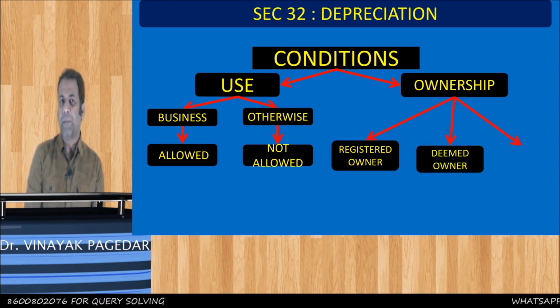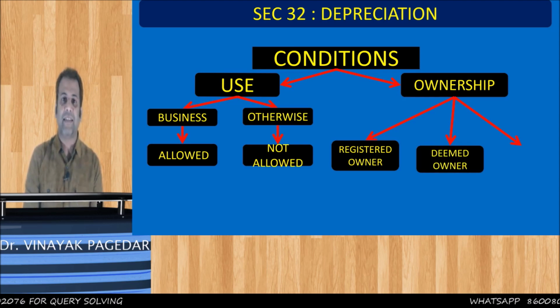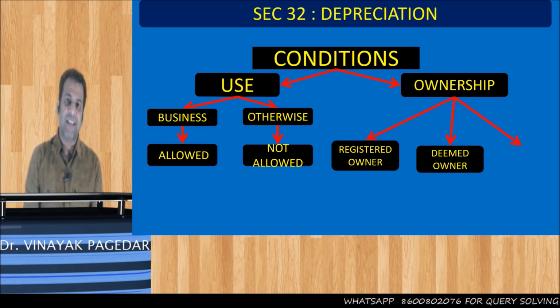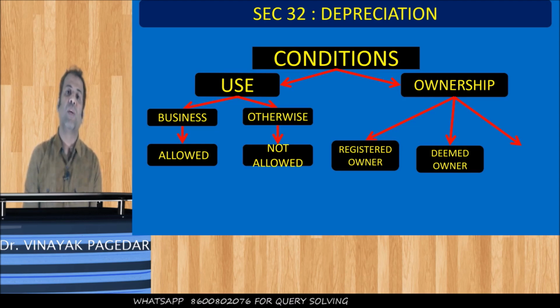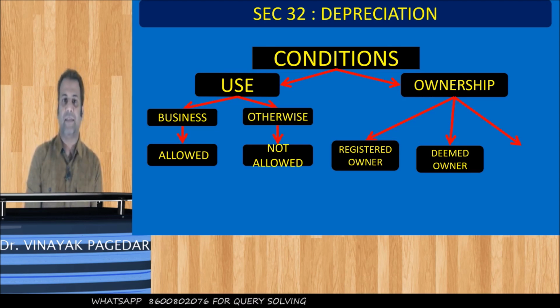A simple example would be even hire purchase assets. The ownership would be transferred when the last installment is paid. But since you are effectively exercising all the rights of the owner from day one, you get the depreciation even treating you as the deemed owner of the asset.